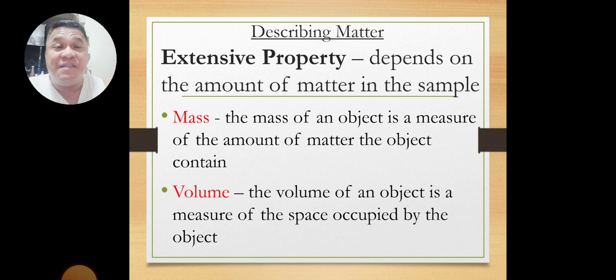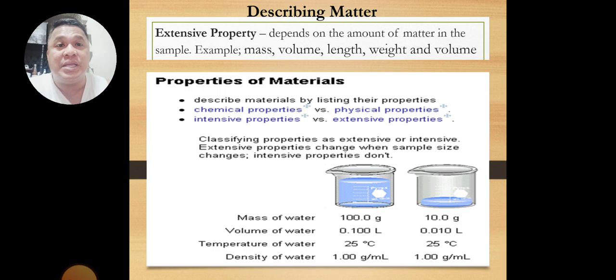So mass and volume are definitely extensive properties because the amount really matters for these two properties. Aside from mass and volume, other examples of extensive properties are length and weight. For example, the mass of water in 100 grams is really different from the mass of water in 10 grams. So that's an extensive property. It really matters how much, whether small or big.